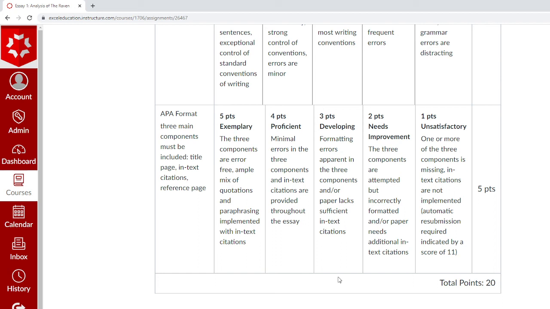So if you include only quoted words or include only paraphrased words, even if you cite your sources, the highest you can possibly score is over here in a 4. So be sure you're going to include a variety of paraphrasing and quoting with your in-text citations if you want to earn that 5. So you can see the 3 components are error-free, ample mix of quotations and paraphrasing implemented with in-text citations.